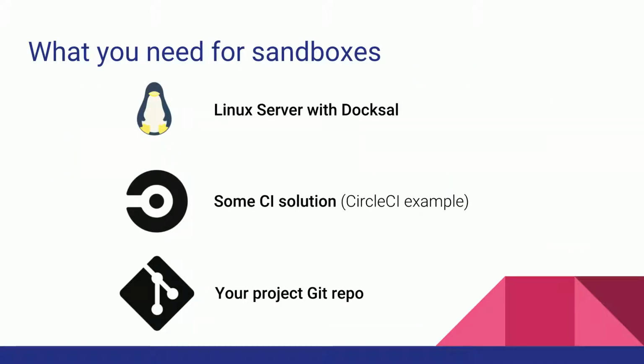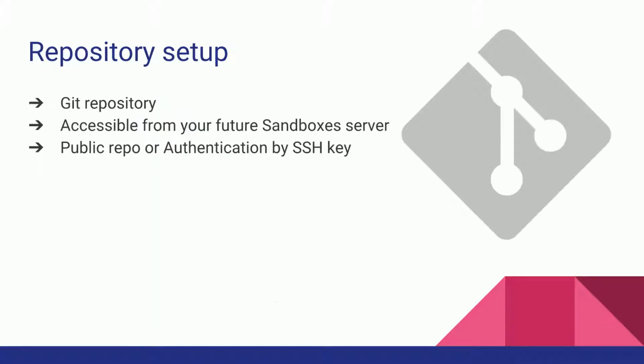Okay, so setting up sandboxes. Repo. First, you need your repo to be Git repo. And it should be accessible, obviously, from your Sandboxes server because it has to pull the code from that repo. And that repo should be either accessible to the Sandboxes server without any authentication. Maybe it's inside your network and you don't need any authentication because of that. If it's outside your network, of course you need authentication, but that should be SSH key because you don't want to actually store username and password inside your continuous integration environments.